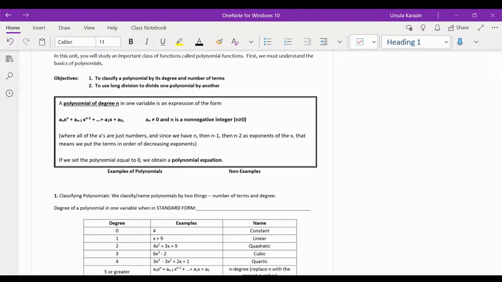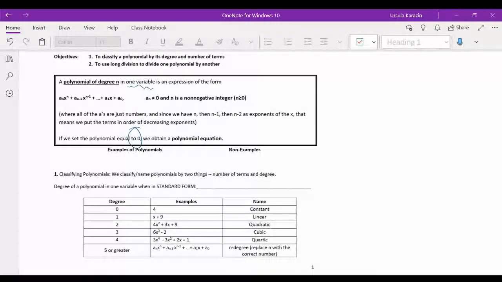So the idea of a polynomial is there are going to be terms, and it's only going to have one variable, so that's going to be important. But the ones you were looking at in the last unit also had only one variable. We'll put them in order by exponent, so the highest exponent will go first, and then the next highest, and so on, all the way down to the constant. We call that standard form. And we can set it equal to 0, and if we do, then we have a polynomial equation.